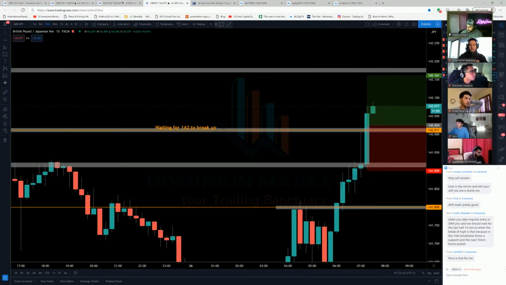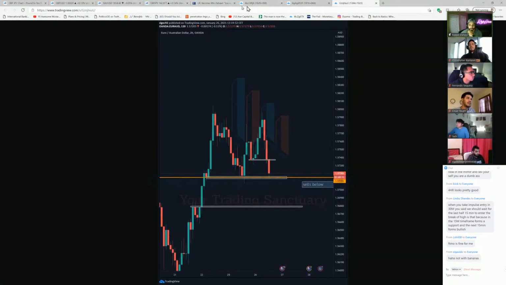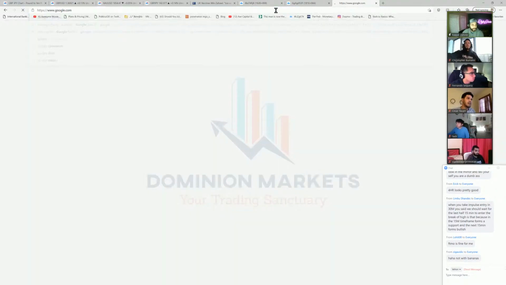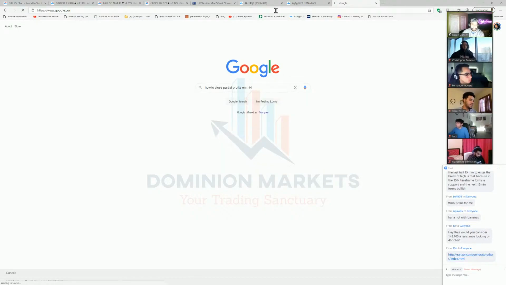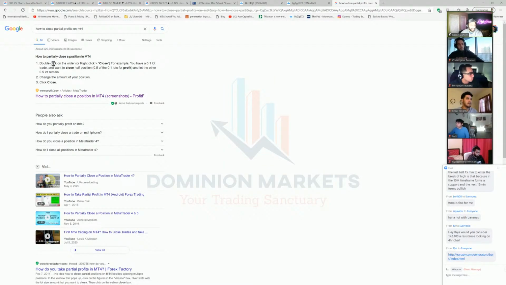How to secure profit in MetaTrader 4? If I close a trade, I have to enter again. I don't get it. Can you explain, but not with bananas? I mean, you just gotta secure profits. It's pretty easy. You right-click your position, you go to modify, and then you secure profits. You can Google that too. Let's go over here. How to close partial profits on MT4. Look at that. Right here. Double click on the order, close, and then you can change your volume there, and you can go through these videos too. There's a video over here as well.